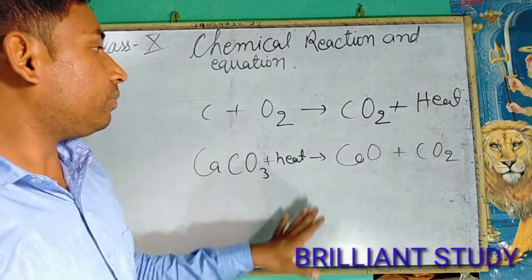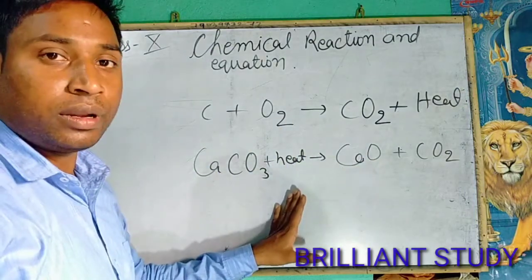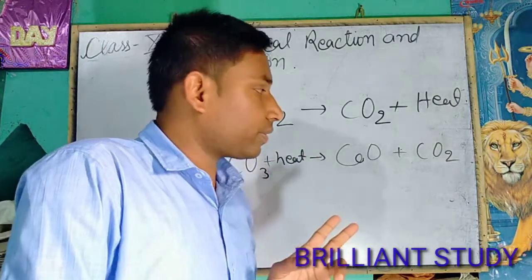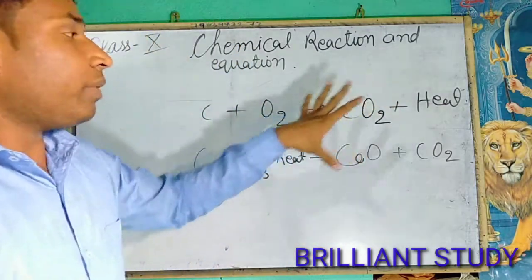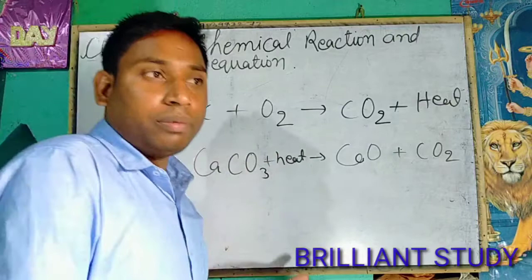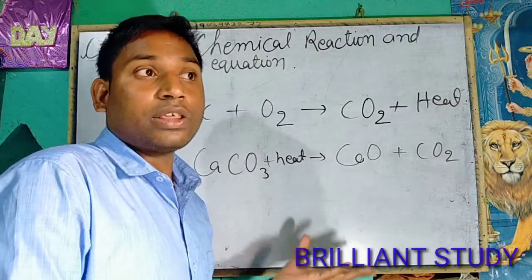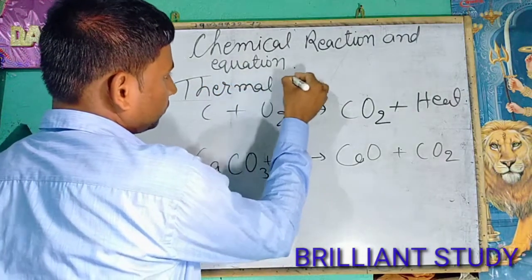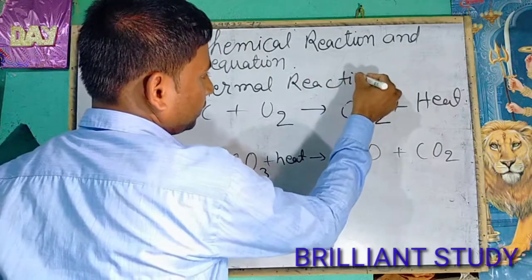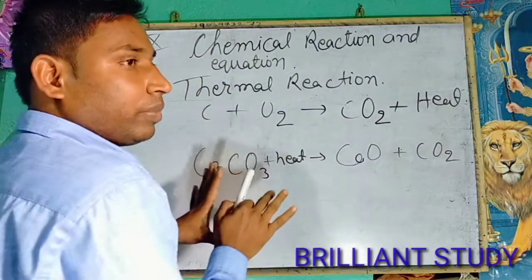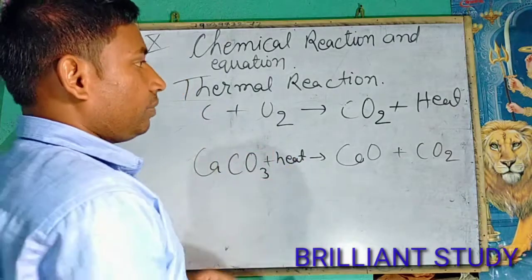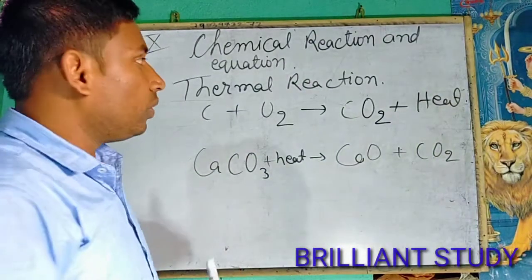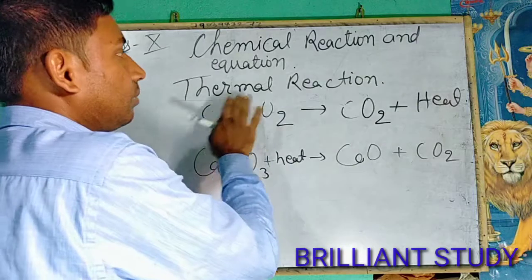So on the basis of heat absorption or emission, reactions are classified into two types. A reaction in which heat is absorbed or emitted is known as a thermal reaction. So in both examples, either heat is emitted or heat is absorbed. These are examples of thermal reactions.